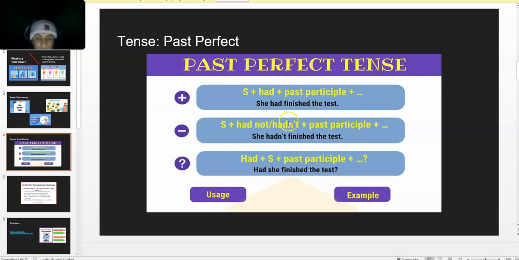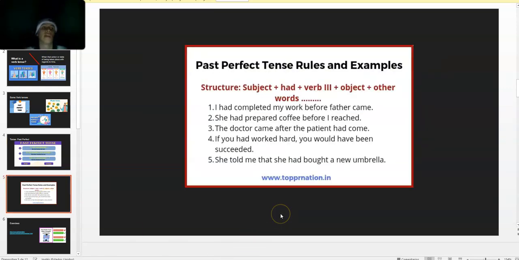In the interrogative, you change the auxiliary to the first position, and the subject and the rest of the sentence are the same. For example, had she finished the test? And these are more examples for your comprehension.